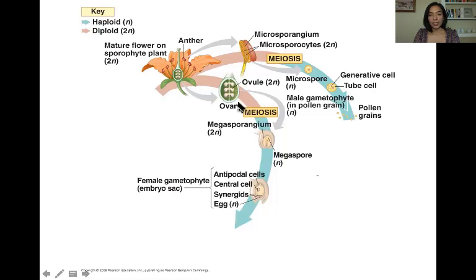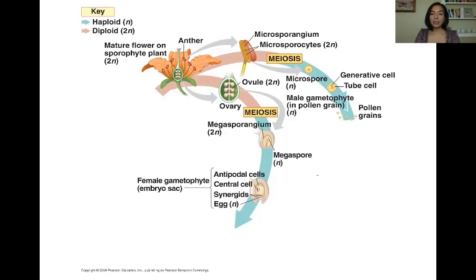In the ovary, this structure that is carrying the ovules, we're going to have an ovule that has a sporangium, which is diploid, undergoes meiosis and forms 4 megaspores. 3 die, 1 survives often. In most angiosperms, that's when it happens.